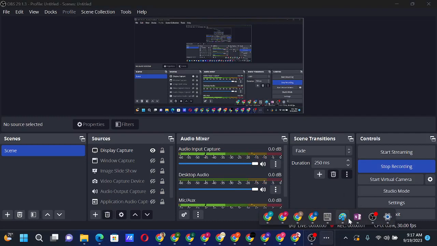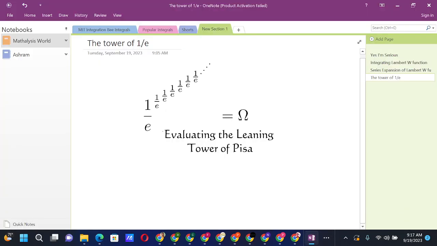In this video, we are going to evaluate the leaning tower of Pisa. Okay, so we have this tower of 1/e, (1/e) to the power (1/e) to the power (1/e) to the power (1/e), and so on. And we are going to evaluate and see what value this tower converges to.